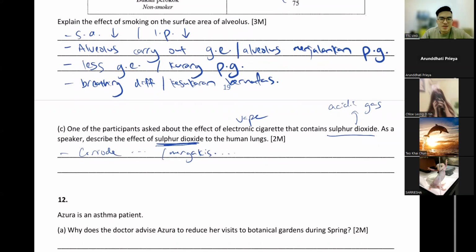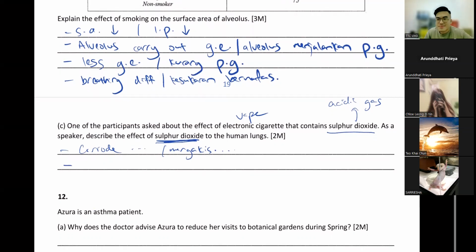Okay. So what? When you corrode your lung tissue, so what? So many things to say here. When I have acid in my lungs, what will happen? You can say irritation. Okay. Tidak selesa. Or merengsa. I accept this word merengsa. That means irritation.